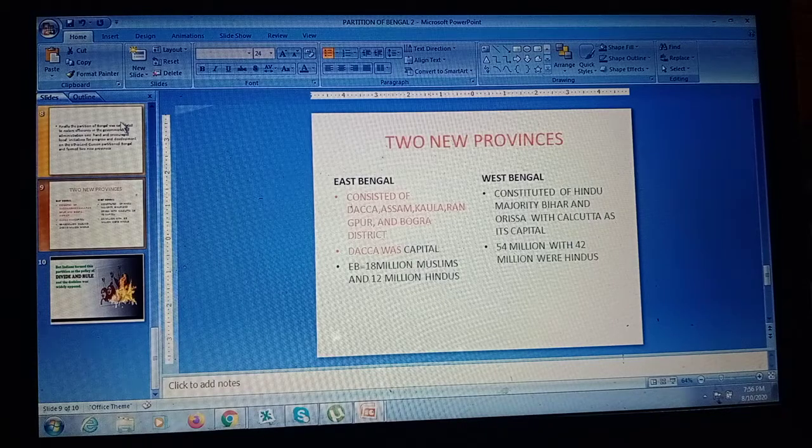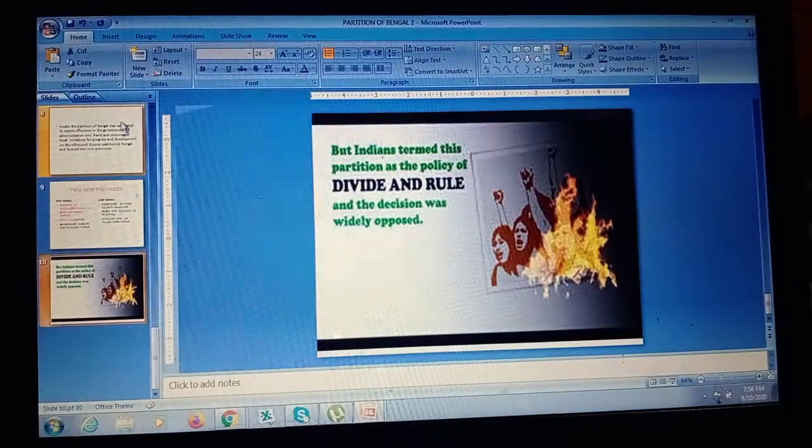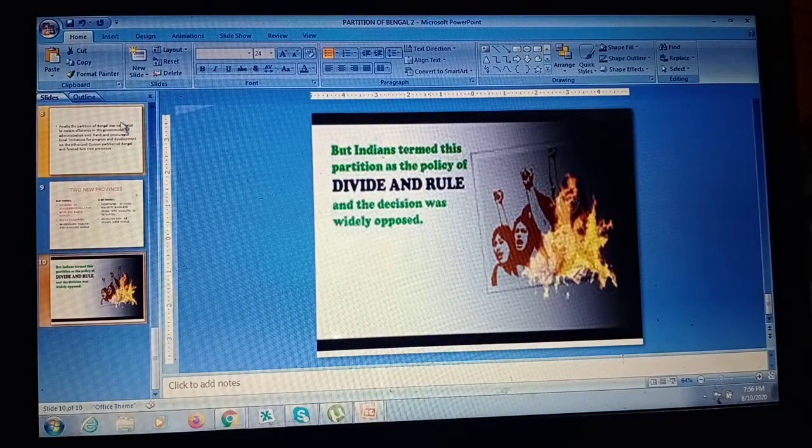And therefore the Britishers came up with this philosophy of divide and rule, and people did name it the divide and rule policy. So Indians termed the partition a policy of divide and rule, and the decision was widely opposed, and this is how the anti-partition movement comes about.